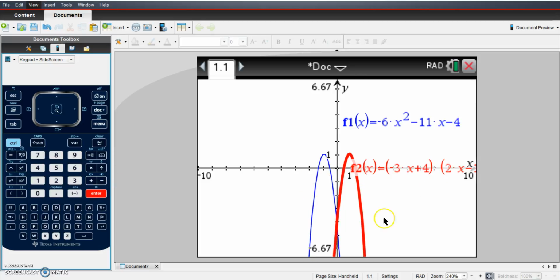And as you can see, it looks like it's pointing down and everything, but it doesn't line up perfectly with this blue one. Remember, we're looking for where that blue function is completely covered up by this other one here.